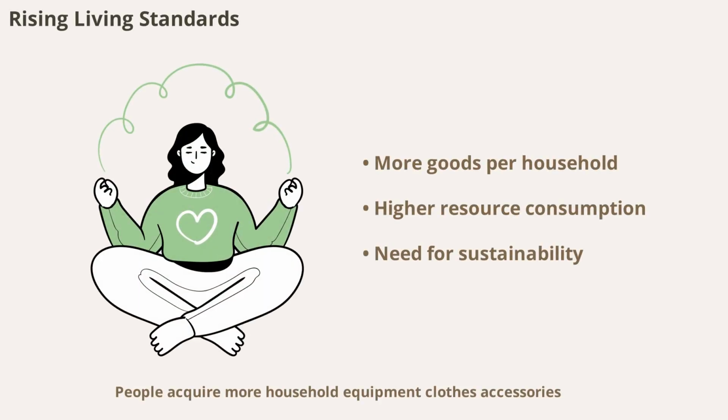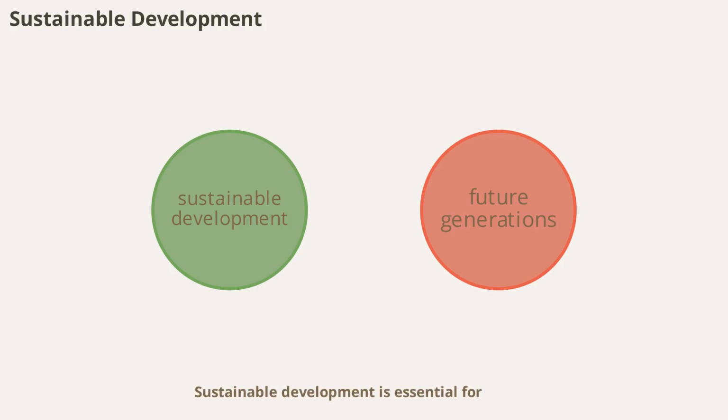People acquire more household equipment, clothes, accessories, and means of personal transport. This rise in consumption further increases the demand for resources such as energy, minerals, and manufactured goods. While improved living standards are a sign of progress, they also highlight the need for sustainable consumption and responsible resource management. Sustainable development is essential for balancing human needs with environmental protection.